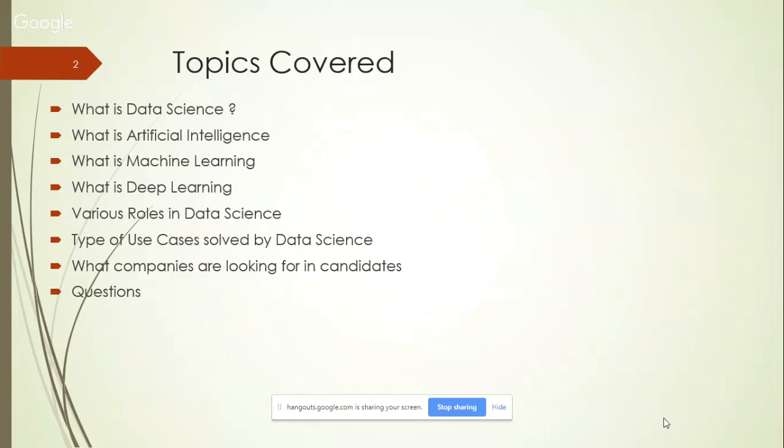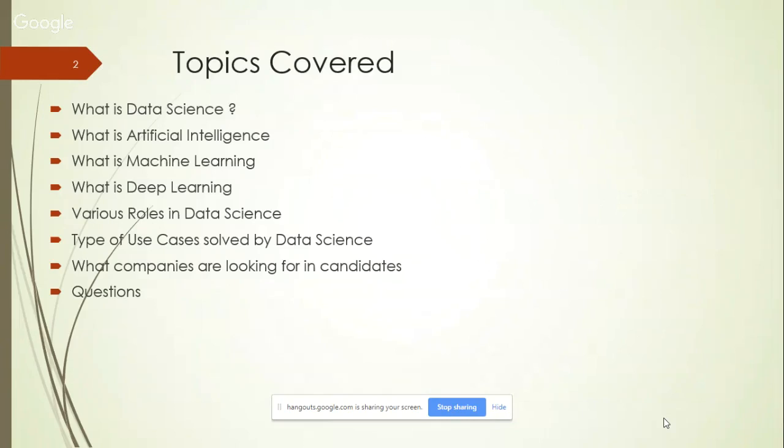The various roles that we have in data science, because generally when we apply for a job or for a particular role, clarity is very much required on exactly what will be expected from me in that role, and the type of use cases that are solved in data science. When I say use cases, I'm covering almost all the industry use cases, and you will get to know that you might have been encountering all these use cases in day-to-day life, and you will be surprised to see that they happen because of data science.